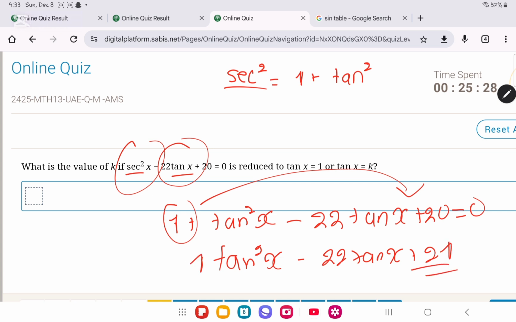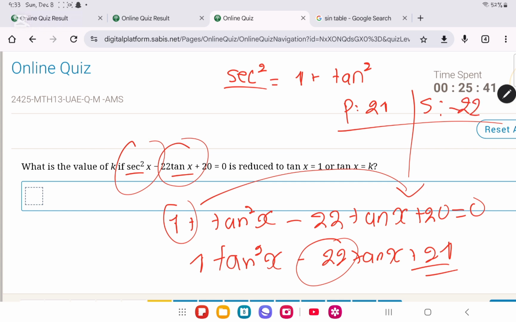Forget the 20, it is 21. So now the product is going to be 1 times 21, which is 21. And the sum is going to be this number over here, which is minus 22. Now, to get a product of 21 and a sum of minus 22, we have to do minus 21 multiplied by minus 1, and then minus 21 plus minus 1.